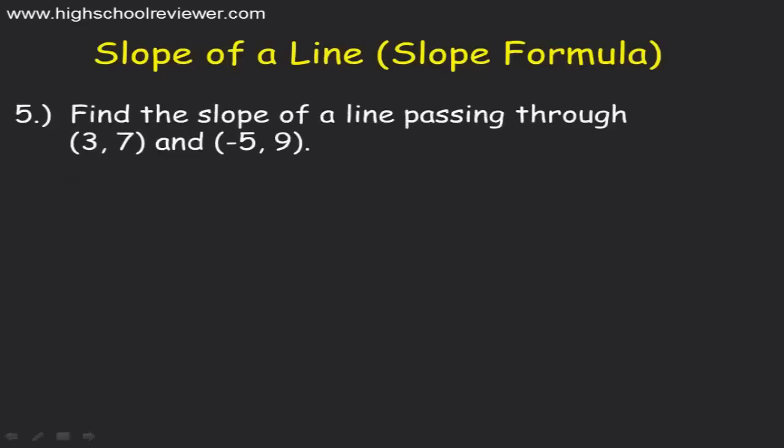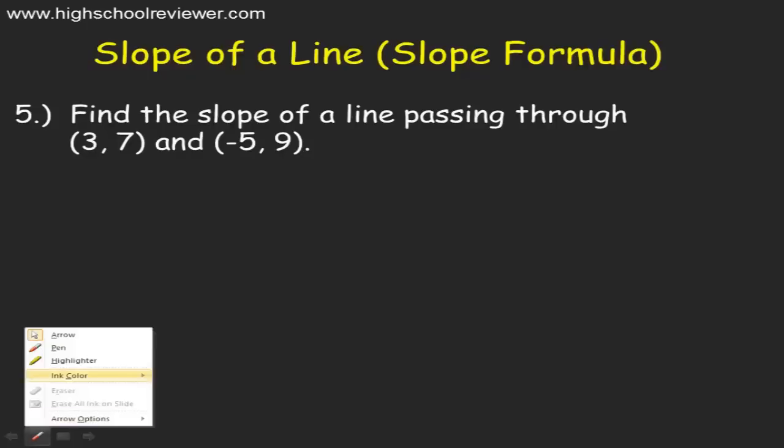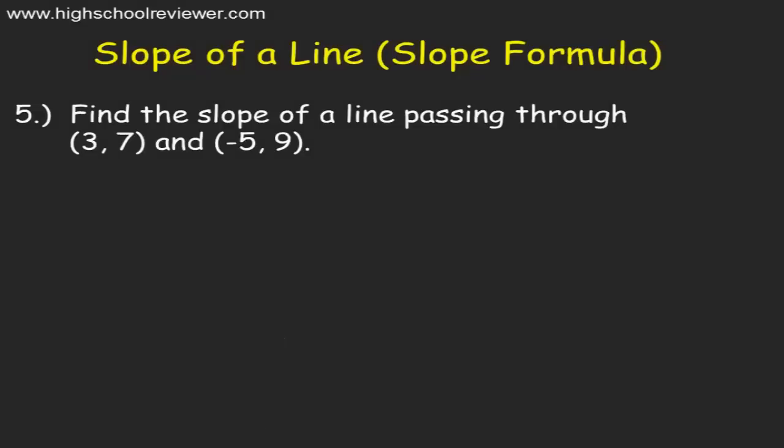Problem number 5. Find the slope of a line passing through point positive 3 and 7 and point negative 5 and positive 9. Again, we are going to find the values of x sub 1 and y sub 1 and x sub 2 and y sub 2. So our 3 here, this will be the value for x sub 1. Our 7 is the value for y sub 1. Negative 5, that is the value for x sub 2. And positive 9 is the value for y sub 2.